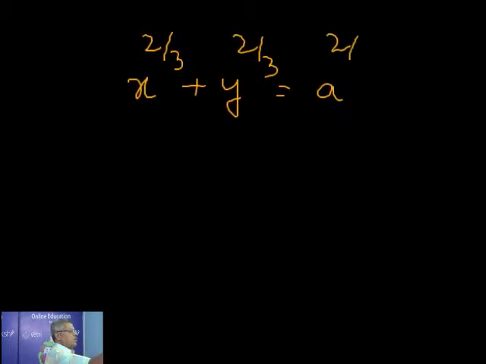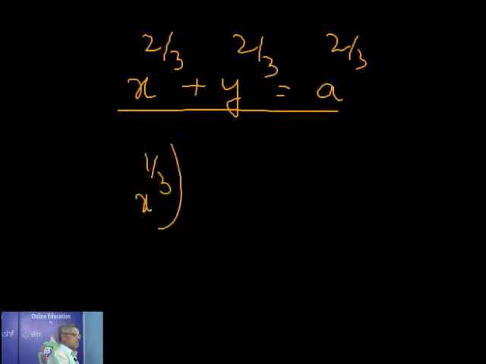Asteroid is nothing but x power 2 by 3 plus y power 2 by 3 is equal to a power 2 by 3. We know power of x and power of y are equal. Therefore, the curve is symmetrical about x-axis and y-axis. At the same time, it is even. You can ask one question, why it is even? Power 2 by 3 is there, how can it be even?